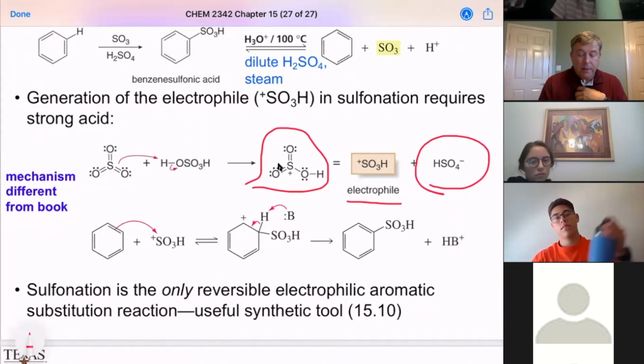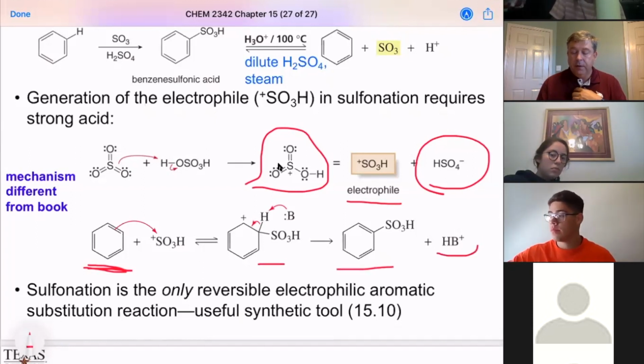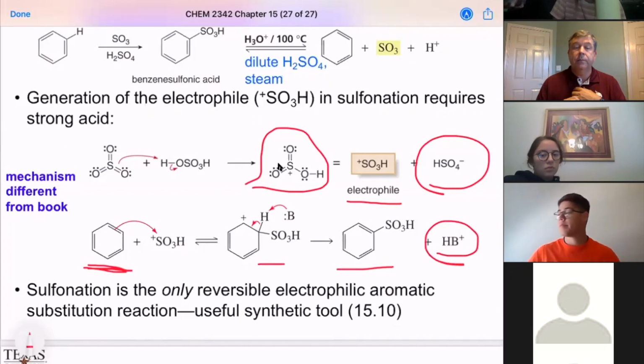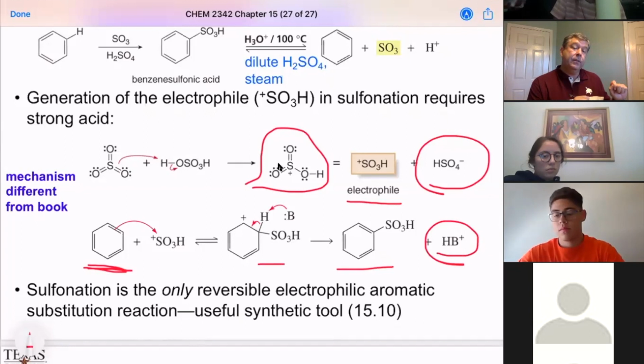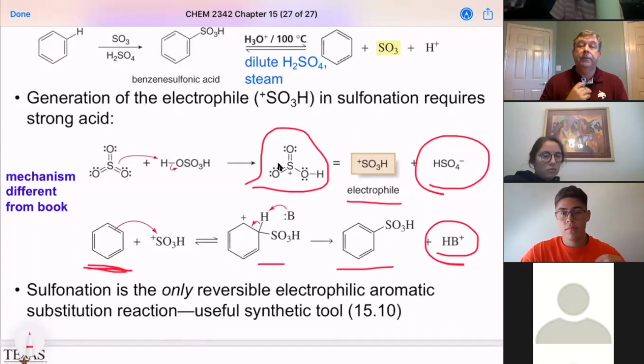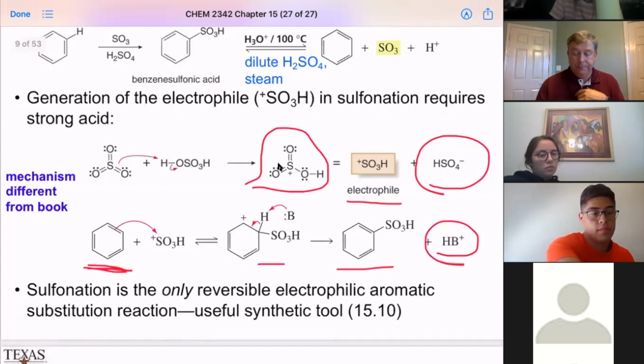Okay, so now we have attack by the electrons of the benzene ring out to that positive charge, changing our hybridization again, and then having attack by our base to deprotonate our arenium ion here and regenerating our aromaticity, generating our sulfuric acid catalyst back again. Again, we're going to use this tool a little bit toward the end of the chapter as a possibility of blocking a section and then be able to regenerate that proton from the compound.